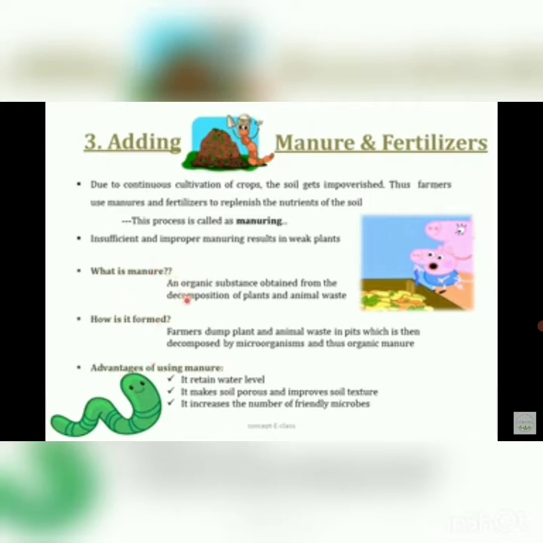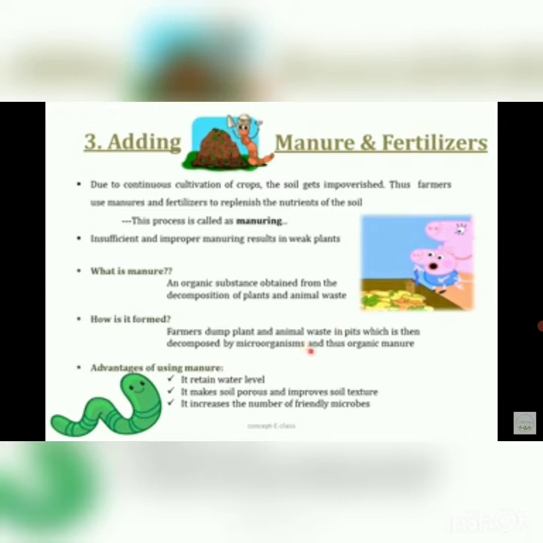So what is manure? Manure is an organic substance obtained from the decomposition of plants and animal waste. And how is it formed? Farmers dump plant and animal waste in pits, which is then decomposed by microorganisms, and thus organic manure is formed.